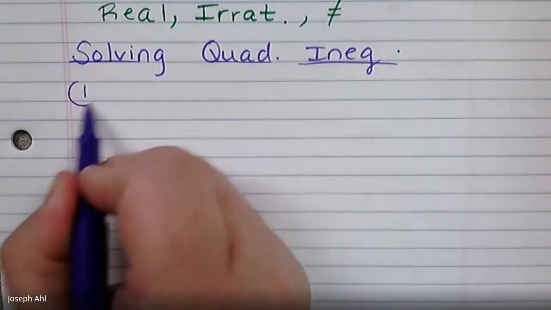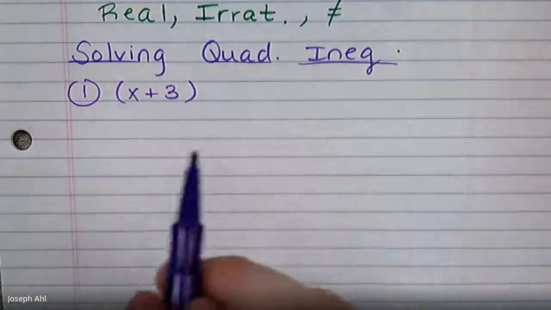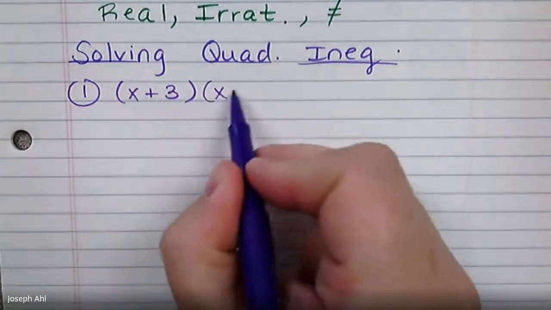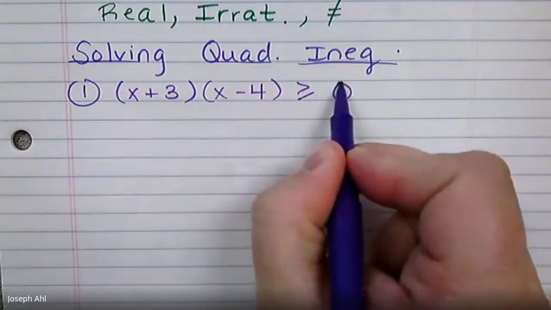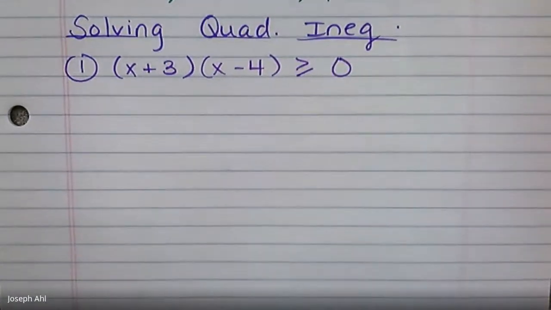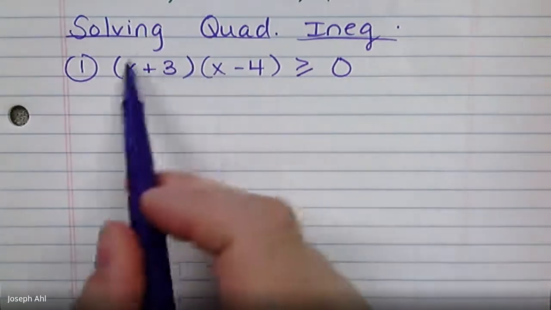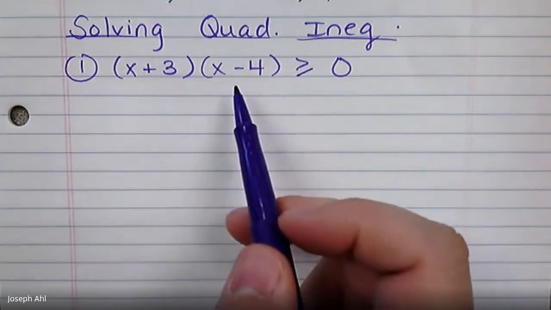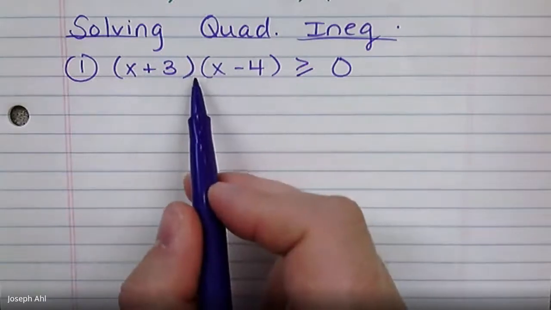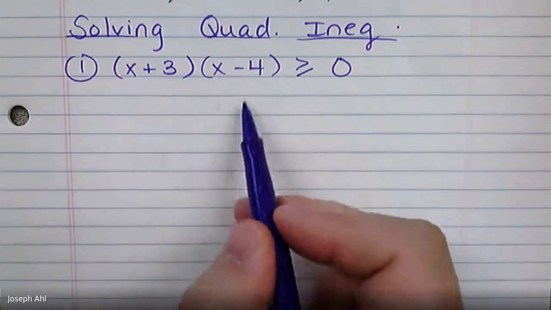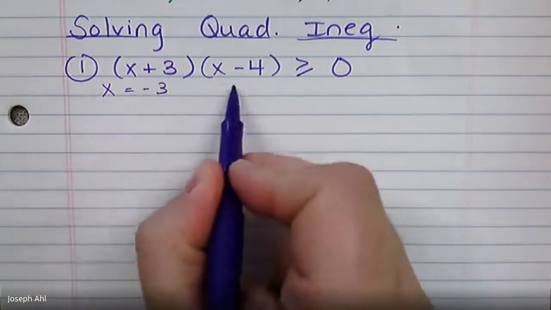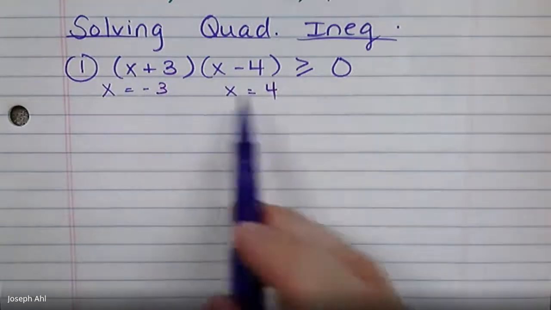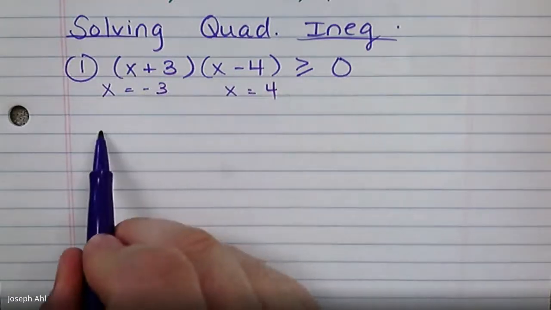So to get started, we're going to start with something already in factored form, which is kind of nice. x plus 3 times x minus 4. And we're going to figure out where that's greater than or equal to 0. So what we want to do to consider where this is greater than or equal to 0 is first and foremost, figure out what are the zeros? What are the solutions to this? If you were to solve, you would get x equals -3, and then x equals +4.